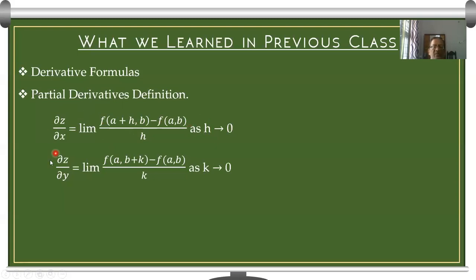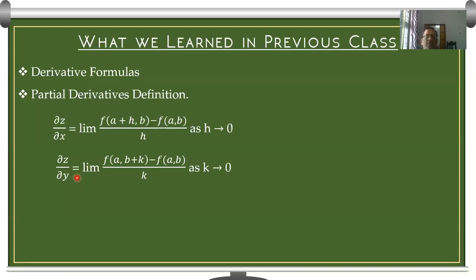And the partial derivative with respect to y is dou z by dou y equal to f of a comma b plus k minus f of a comma b divided by k, where k is a very small increment which is almost equal to 0. In that case, it is called the first order partial derivative with respect to y. And these are the points covered in the last class.